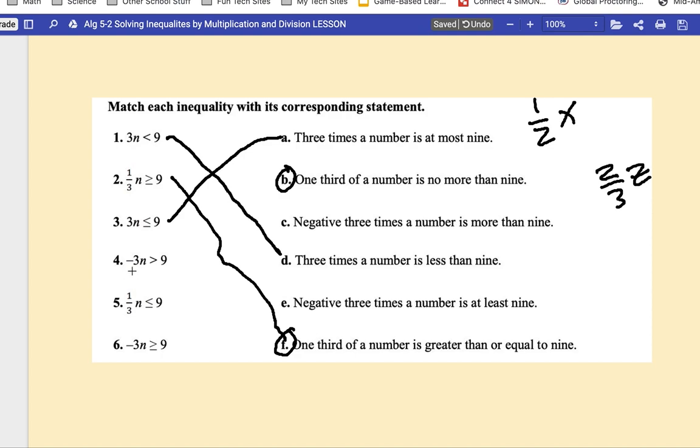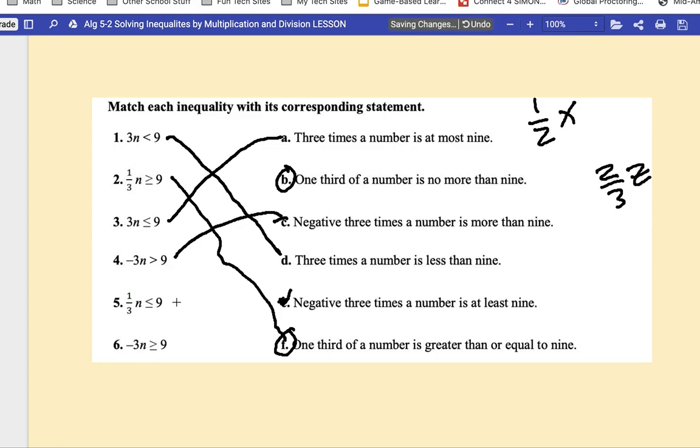Look at number 4. You've got a -3 that's multiplying by n. So we've got these two negative ones open here, this one and this one. Well, this one says -3 times the number is more than 9, and that kind of looks like it could be right. Let's look at this other one. -3 times the number is at least 9 means that it could be equal to 9, but it might be more than it. So we want this first one because we know that it's not equal to 9.